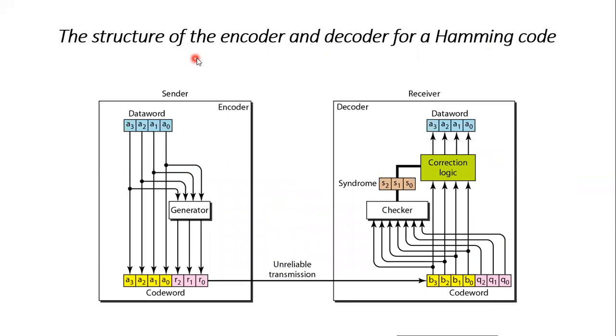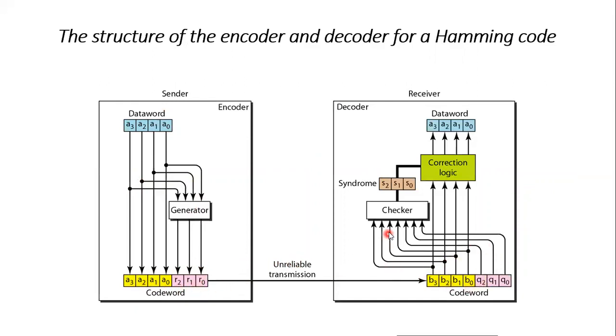This is the structure of the encoder and the decoder for the Hamming code. The sender sends the data word and the generator generates the code word. So R0, R1, R2, which are added to the data word, become the code word. And then it is transmitted.